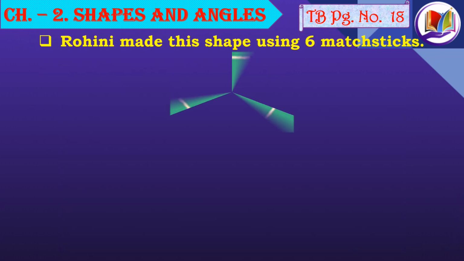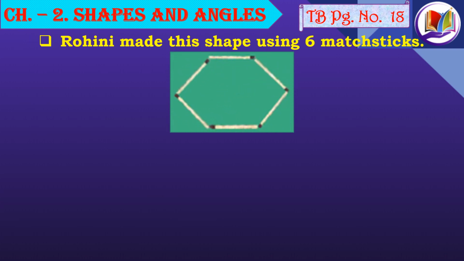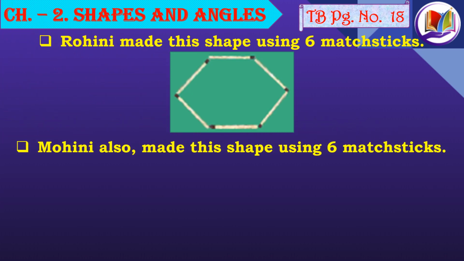Now children, in this figure we can see that Rohini has used 6 matchsticks to make this shape and Mohini decides to also make a shape using 6 matchsticks. So let's go ahead and see whether she makes the same shape or is it different.